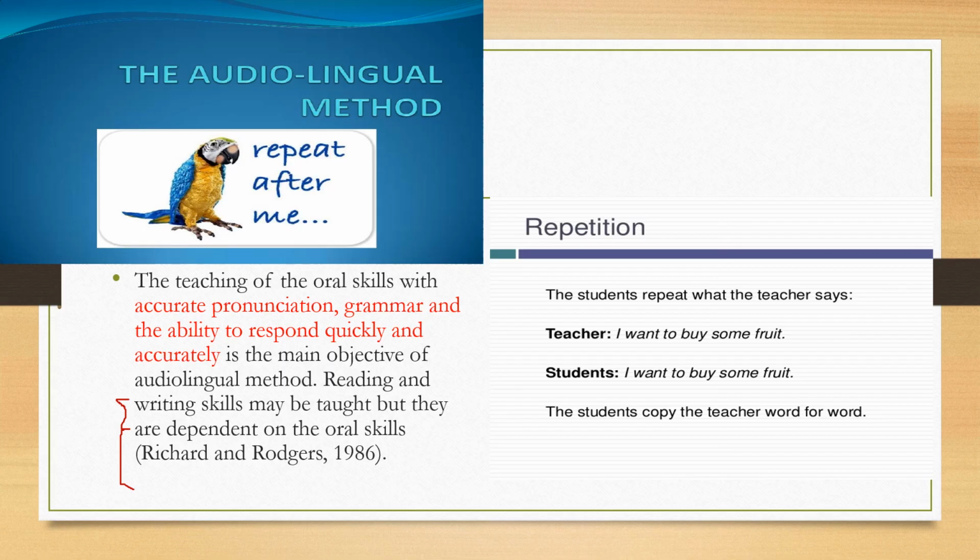For example, repetition or drilling can be a very good technique. The students repeat what the teacher says. Teacher: I want to buy some fruit. And students repeat after the teacher: I want to buy some fruit. You must have seen that this method is also used in the initial years for the primary section, where students learn with the help of nursery rhymes when they repeat after the teacher. So they listen to the teacher and they repeat, and this is how they develop language skills.